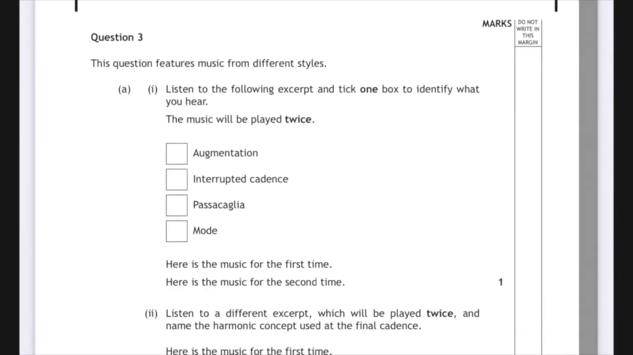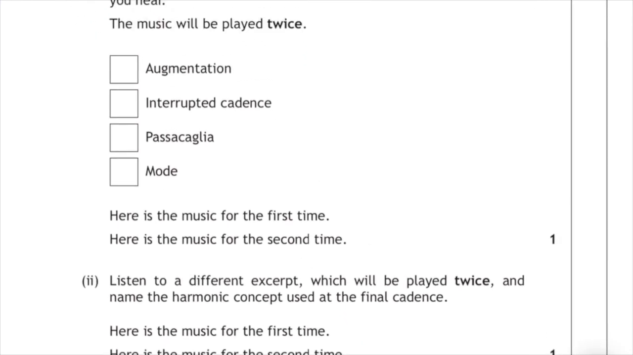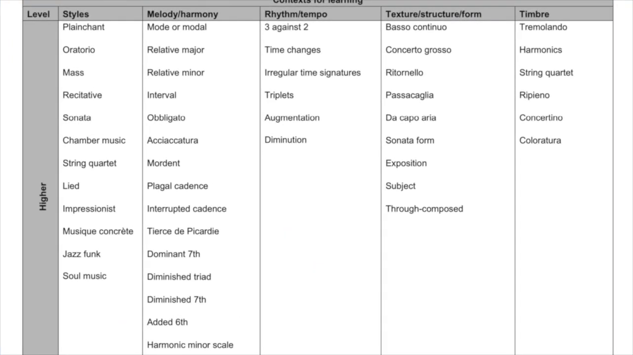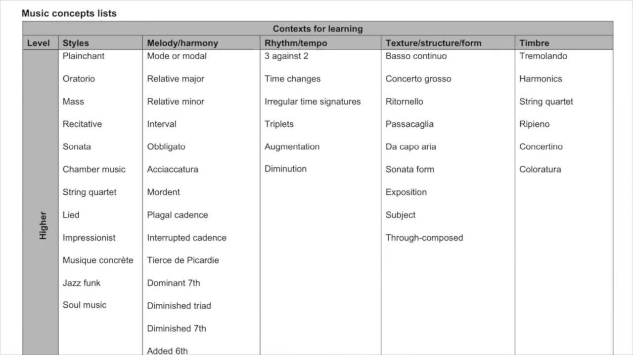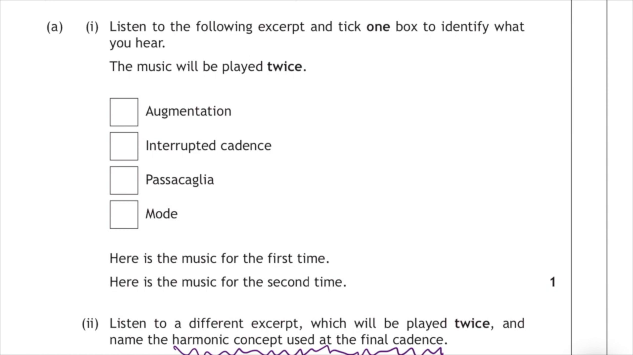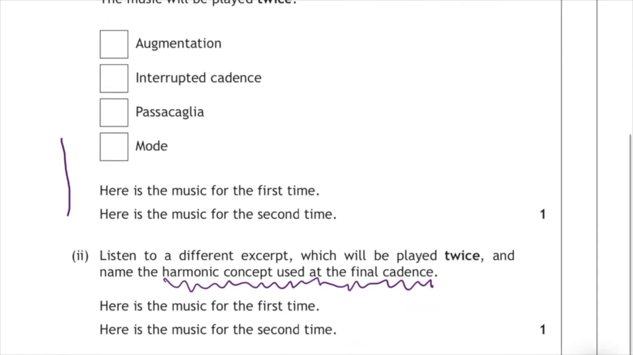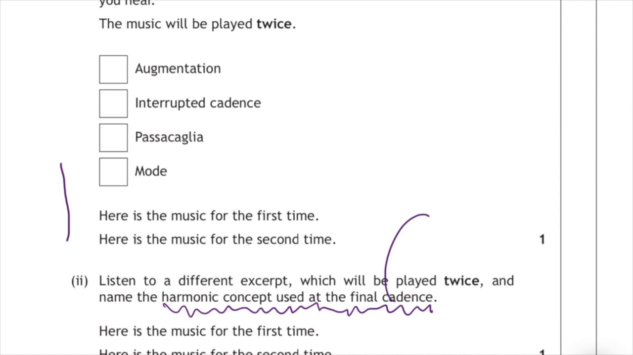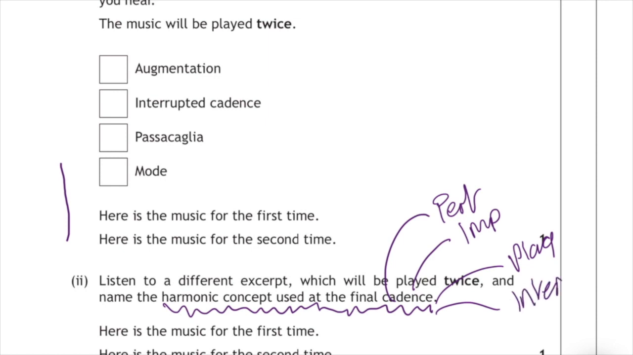Continuing with question 3, part 2 is quite tricky. It asks us to name the harmonic concept used at the final cadence. Harmonic concepts can be found on our grid under melody or harmony, but it's important that you know which ones are melody and which ones are harmony. The first thing that I'm going to think about and try to jot down in the exam, if I were you, was what are my cadences? Remind yourself. You've got perfect, you've got imperfect, you've got plagal, and you've got interrupted.